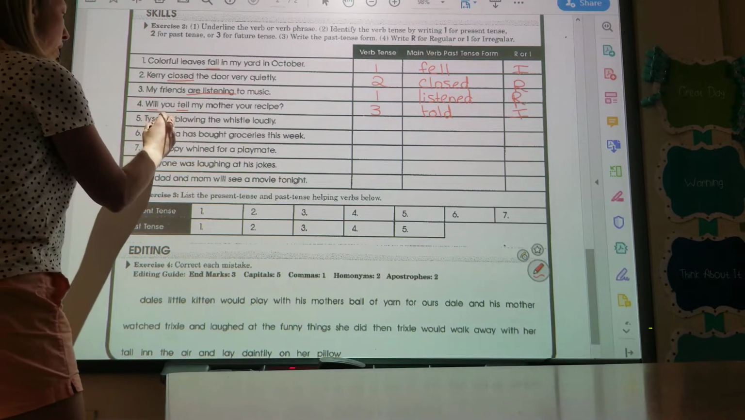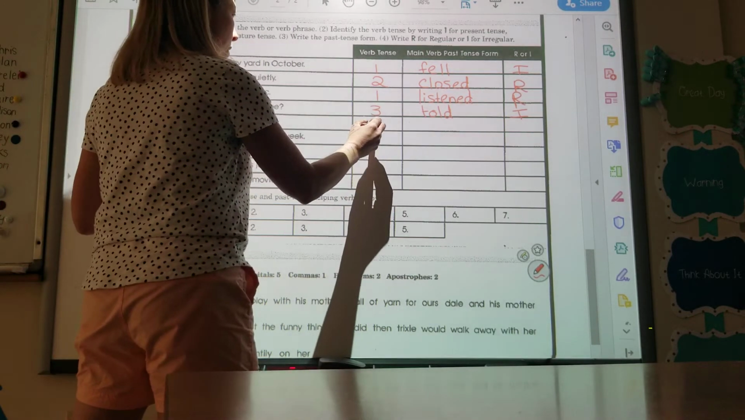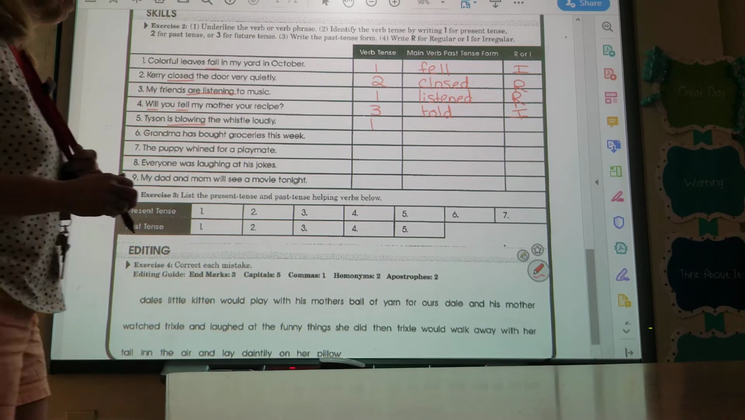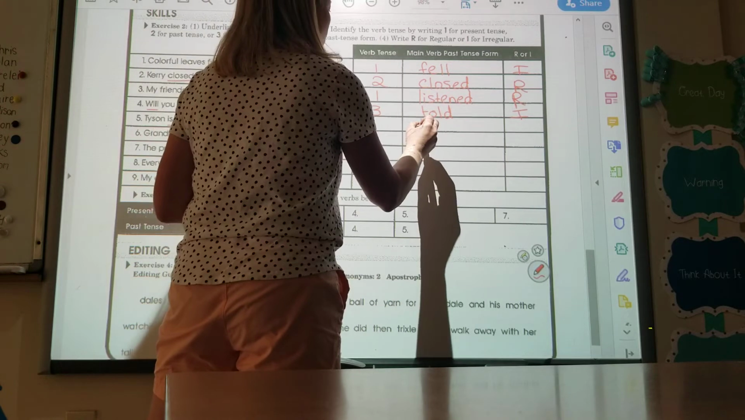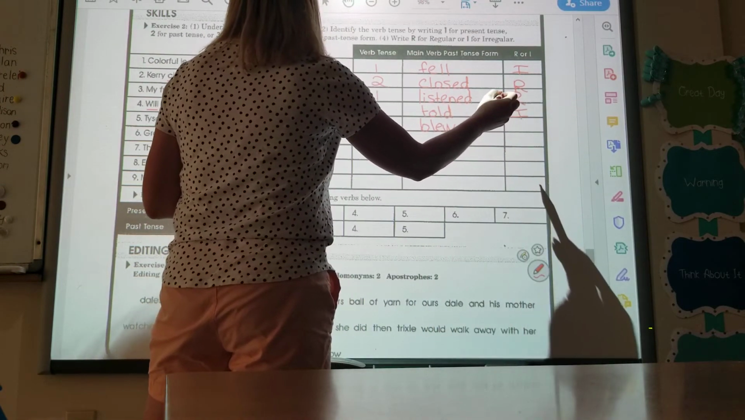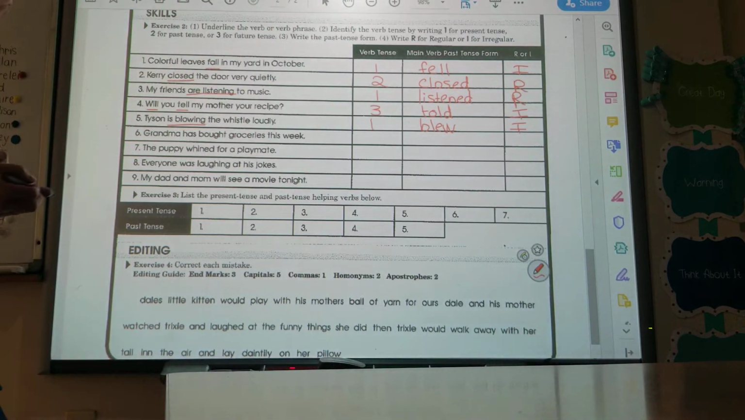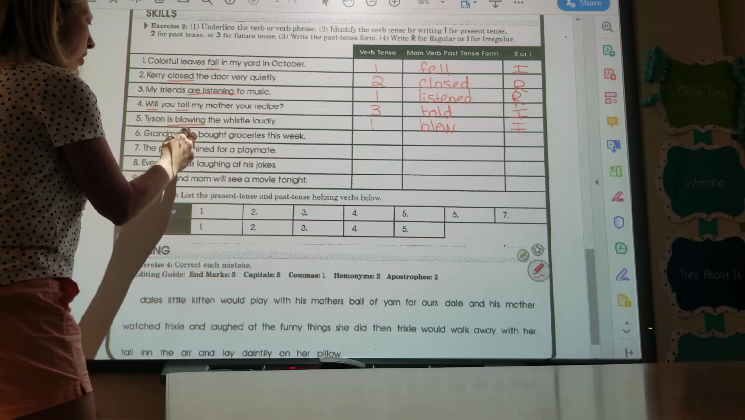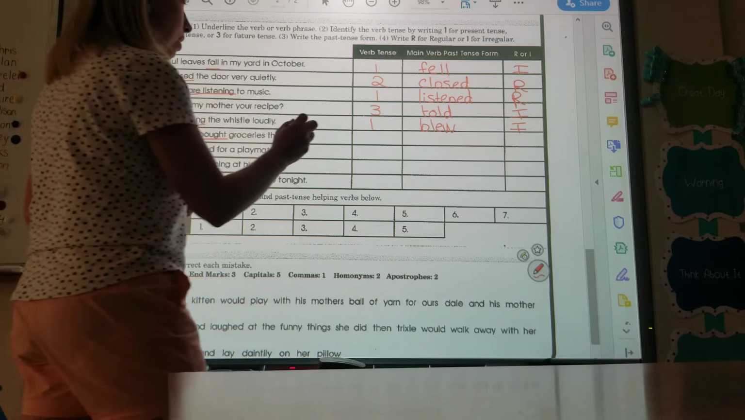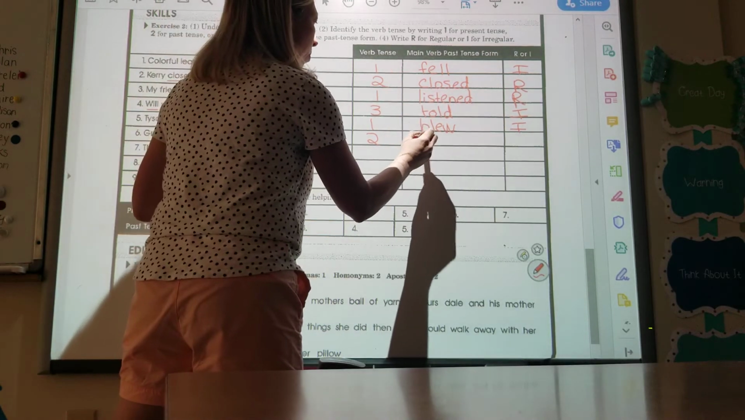Tyson is blowing. Is blowing is the verb. That is present tense. It's happening right now. He is blowing it. And to put in the past tense, you'd say Tyson blew the whistle loudly. So blew. So going from blow to blew, that will be an irregular verb. Grandma has bought groceries this week. All right, has bought is in the past, so we want to put a number 2. So we don't have to change the verb, we just put bought, B-O-U-G-H-T.